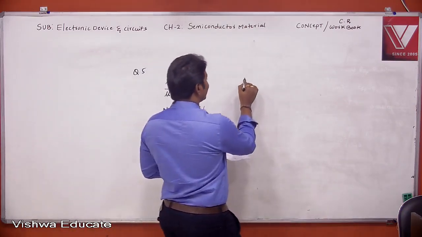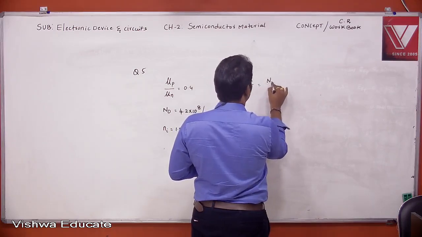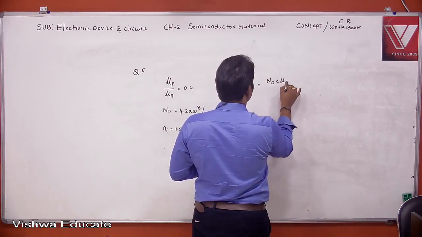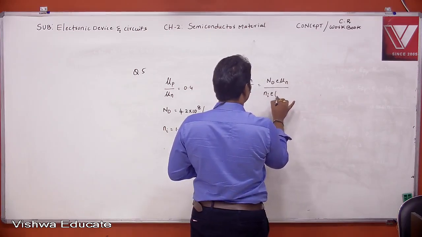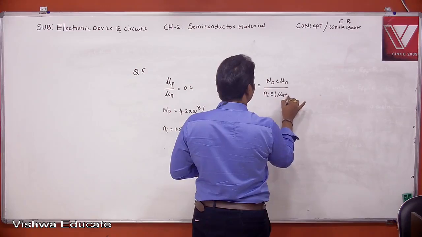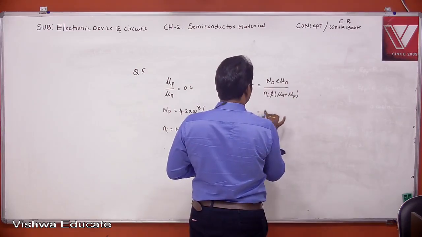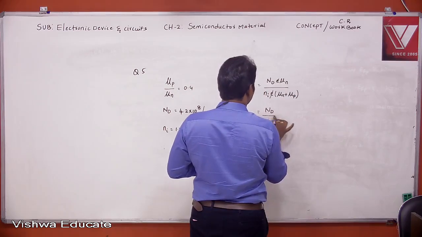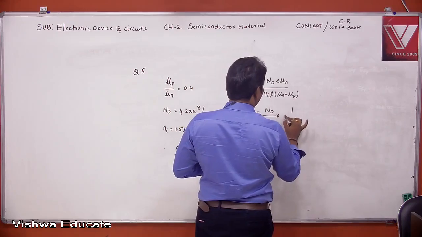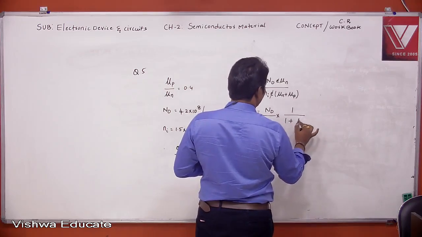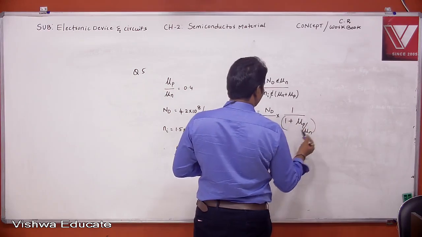See, what is the sigma n value actually? Sigma n is nothing but Nd into e into mu n. What is sigma i? Sigma i is nothing but Ni into e into mu n plus mu p. Here e cancels, and Nd by Ni into, taking mu n common, 1 by 1 plus mu p by mu n.